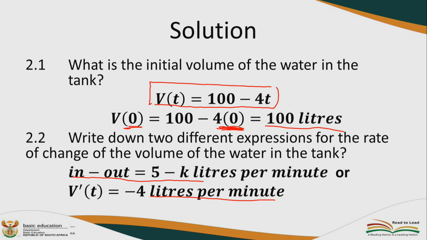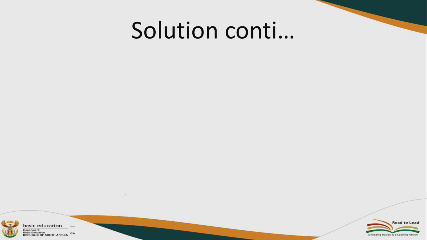This minus 4 here tells us that the volume of the water that is in the tank will be decreasing by 4 liters every minute. That is what that negative sign is communicating to us. All right, so those are the two expressions for the rate of change of the volume of the water in the tank. So now let us look at the next question.